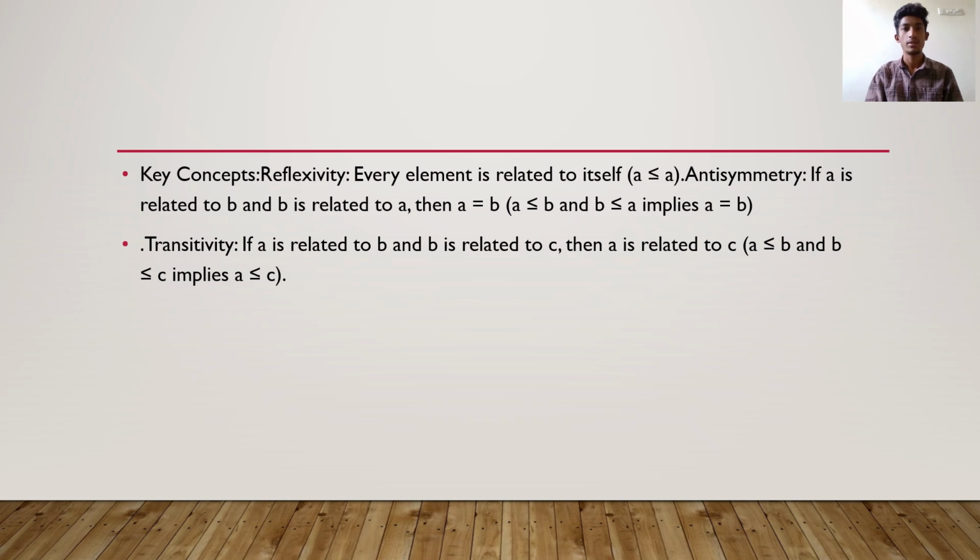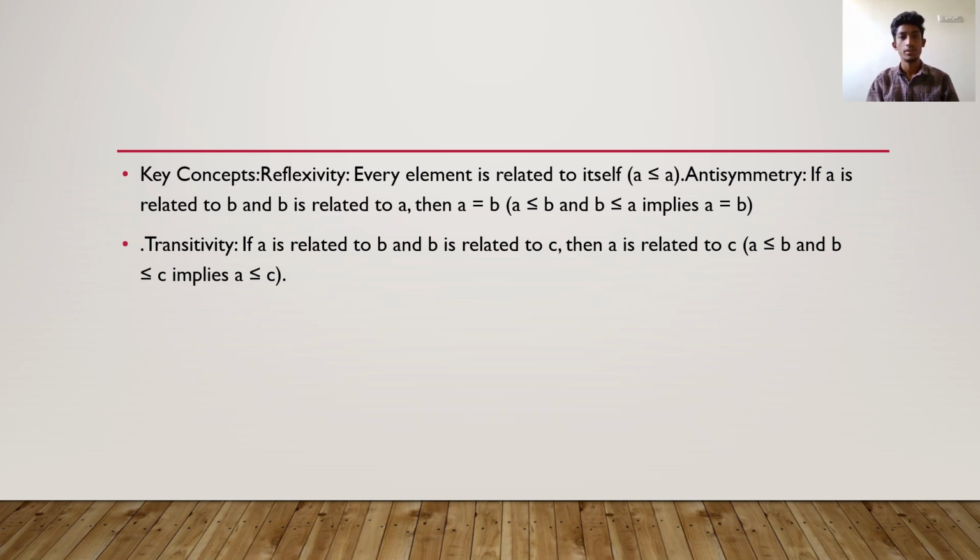Key concepts: reflexivity. Every element is related to itself. A is less than or equal to A. Antisymmetric: if A is related to B and B is related to A, then A is equal to B. That is, A less than or equal to B and B less than or equal to A implies A is equal to B.